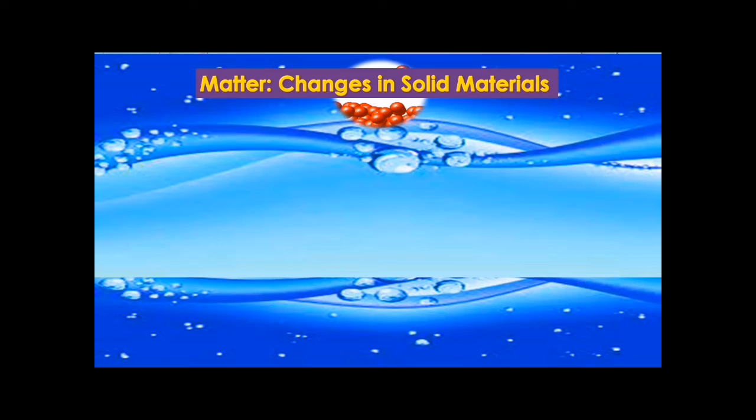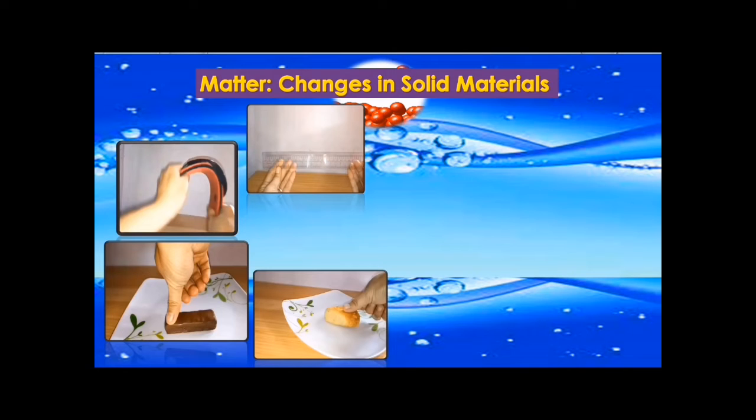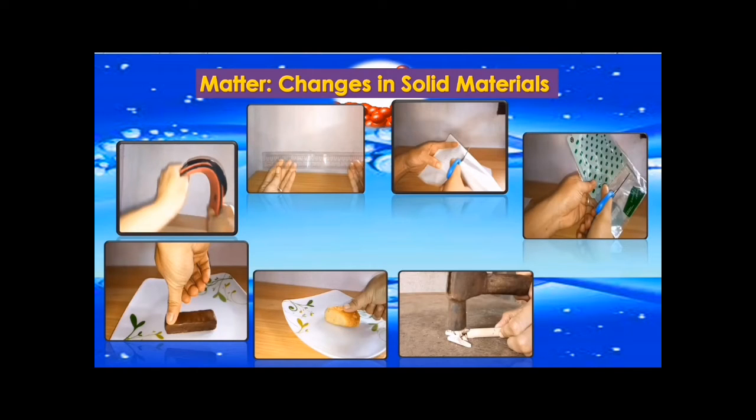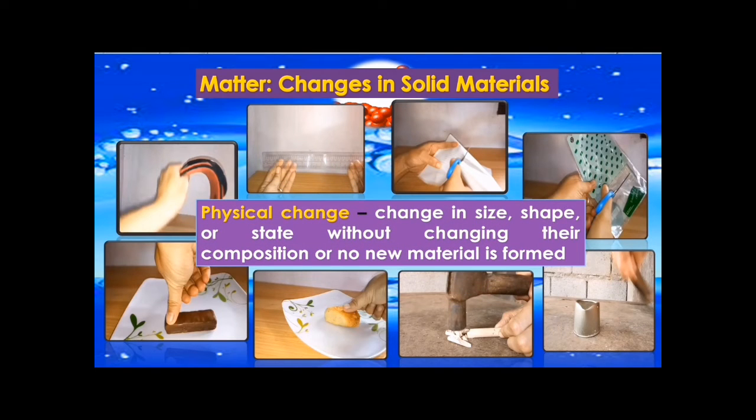Now you observed the changes in solid materials when bent, pressed, cut, and hammered. You say that there is a change in size, shape, and texture without changing its composition. The material is still the same, or no new material is formed. So what kind of change is observable in the material? Yes, it is a physical change. It is a change in size, shape, and texture without changing its composition.